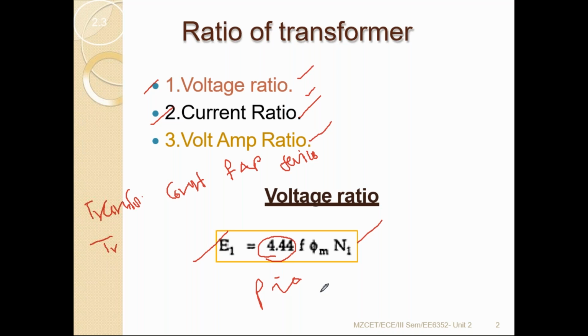Right. So for the EMF equation, the average EMF is given by d phi by dt, right? So here d phi is the change of flux with respect to time. So if we look at the flux waveform, it should be like this. Now, I already told you that differentiation is always taken under the maximum condition.